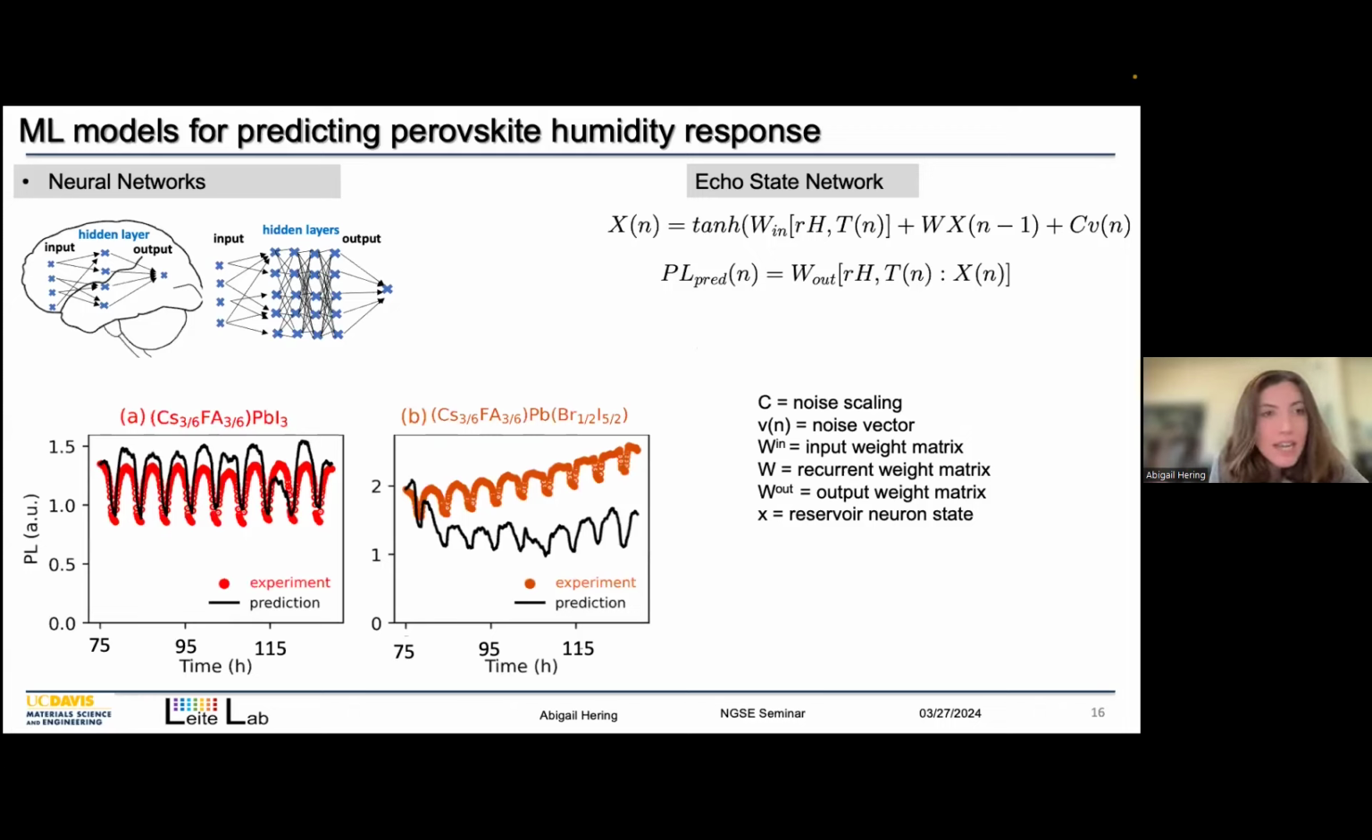But then during the testing for the last 50 hours of data, we can see that, again, it can pick up the regular up and down behavior, but it fails to predict the more irregular behavior. So even though it was accurate for the first maybe 10 hours, they diverge over time. So this model is still insufficient for picking up those irregular trends in the perovskite behavior.